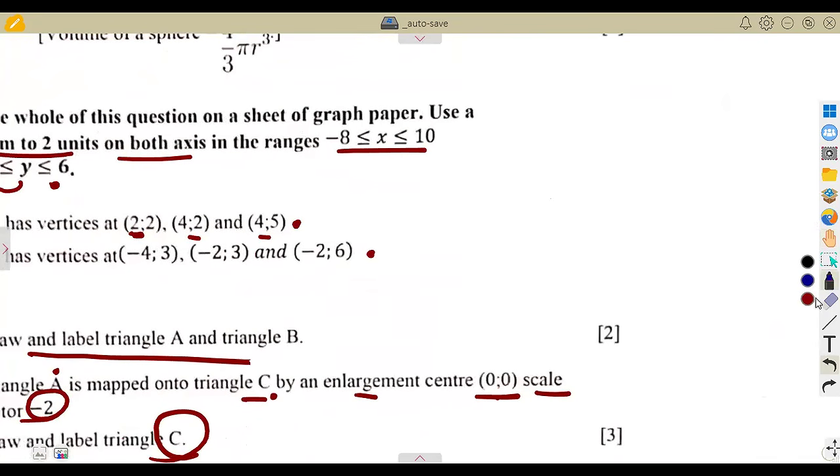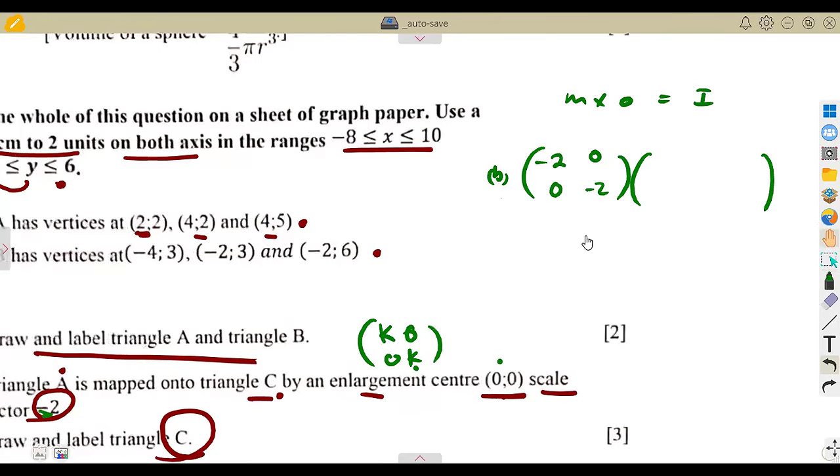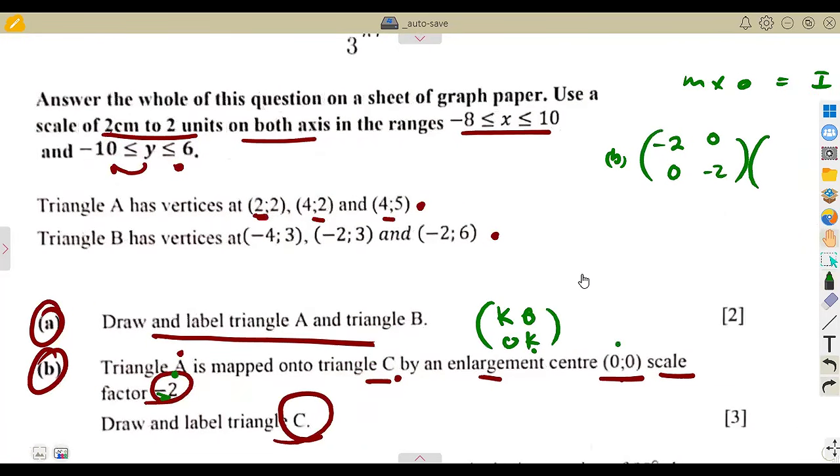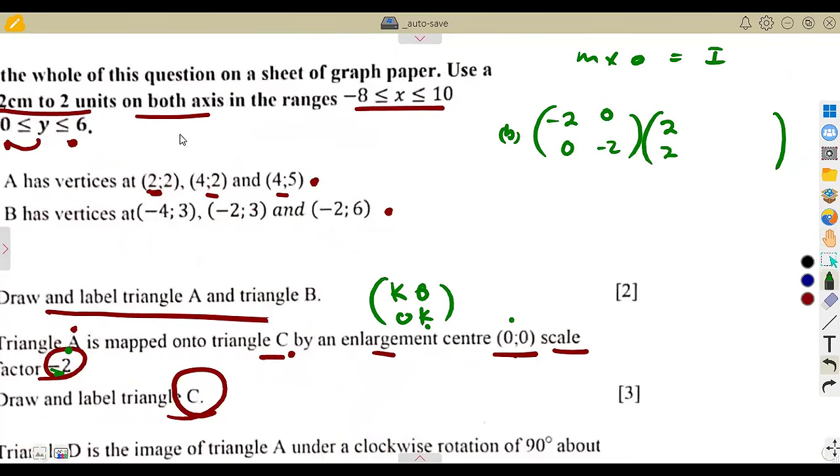All right. So already the center there is 0, 0. So I'm just going to do the calculations here, but you're supposed to do these calculations on your graph paper. Remember, they said the whole of this question is on graph paper, but this is just for the sake of revision. So remember that matrix times object is equal to image. If the center is considered at 0, 0, there are no adjustments, and the matrix for an enlargement is K 0 0 K, where K is the scale factor. The scale factor there is -2. So that's -2, 0, 0, -2 times the object, which is the triangle that you are mapping. You are mapping triangle A, and triangle A has got these coordinates, 2 versus 2, and so on.